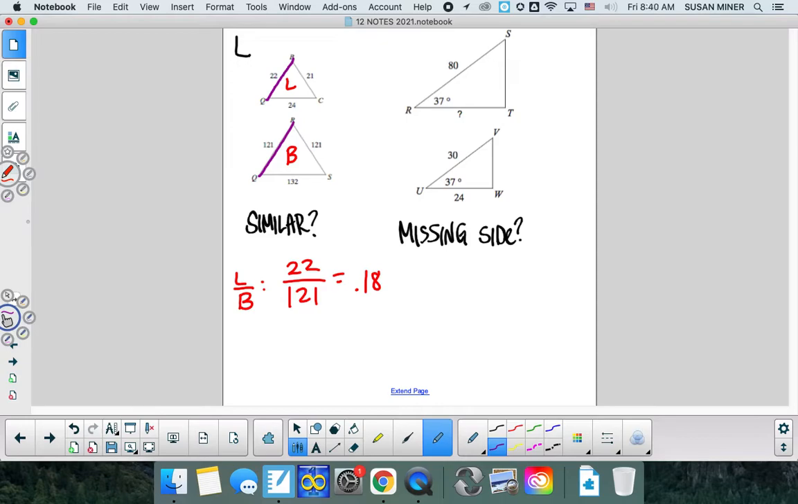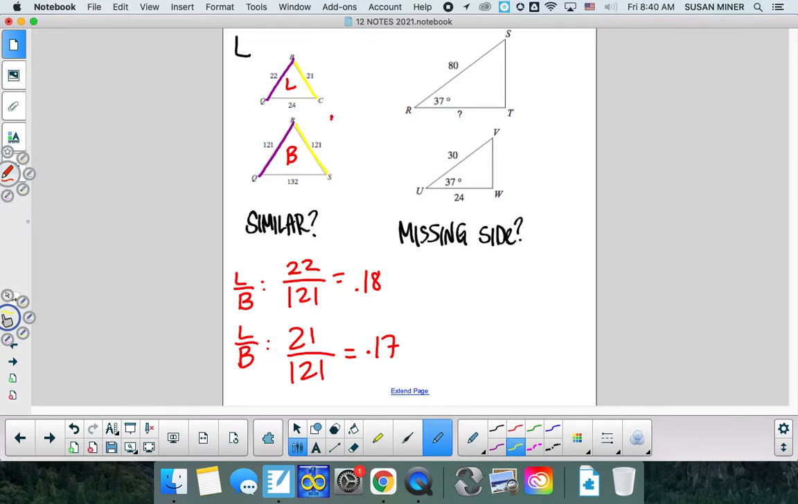Now I just go to the next side and I say, okay, B to C matches up with R to S. So now I check that one. Little to big is going to be 21 over 121. And I'm going to put that in my calculator and see what I get. 21 divided by 121 gives me 0.17. And I'm just rounding these off. But look at those two scale factors. Do they match up? No, they do not.